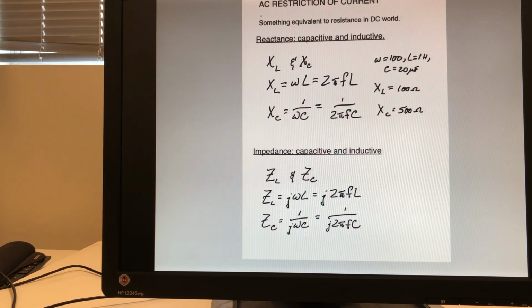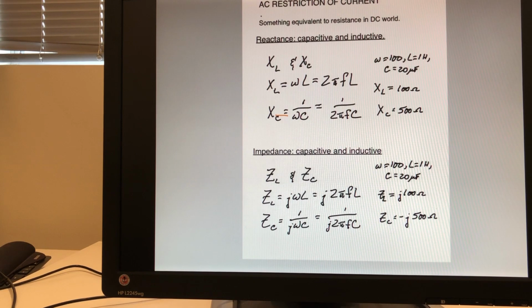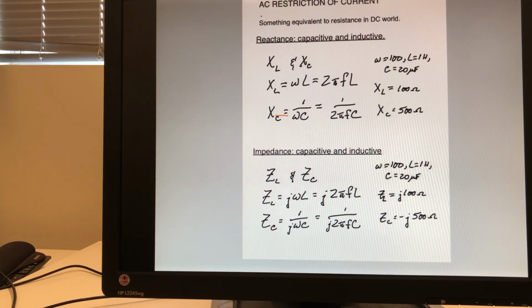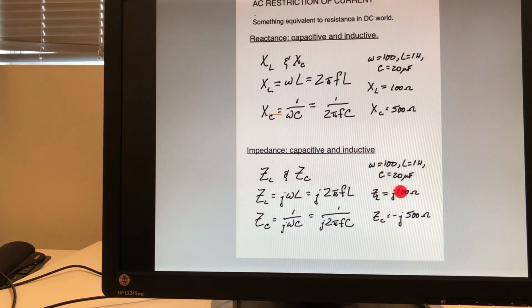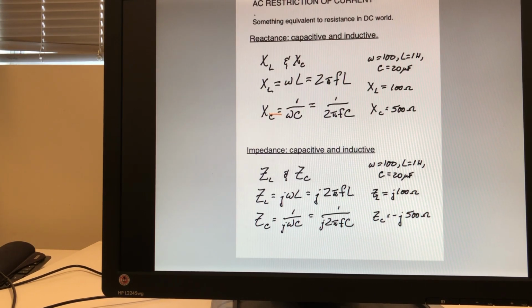If we do the same kind of calculation, plugging in values with the same starting numbers, we get a Z sub L of j 100 ohms and a Z sub C of minus j 500 ohms. So why the minus j?